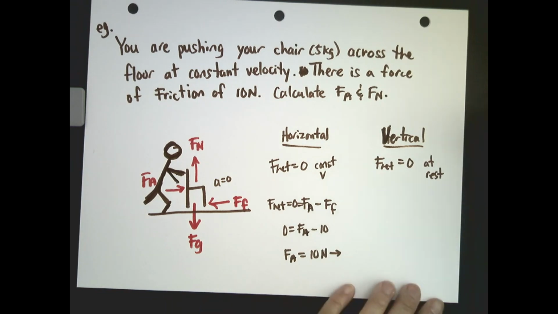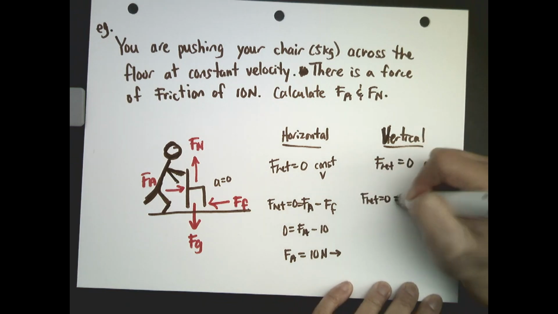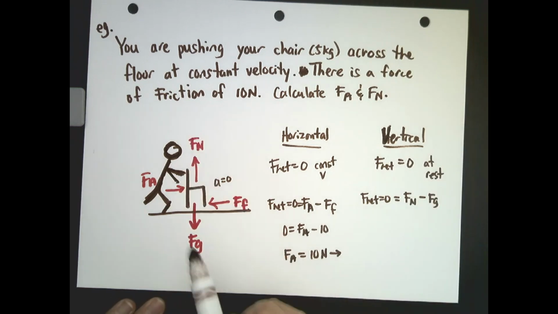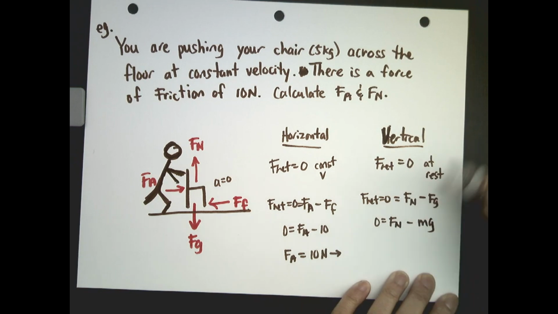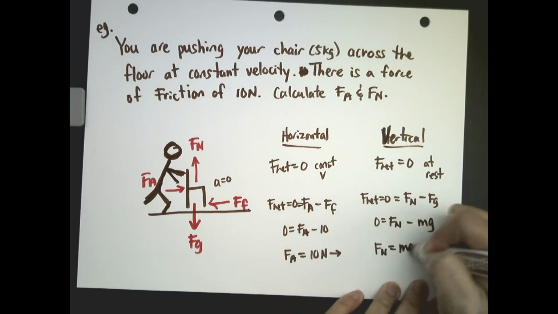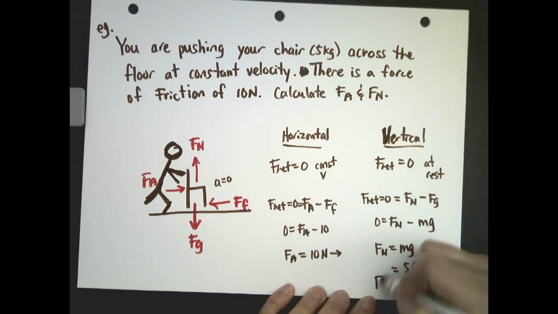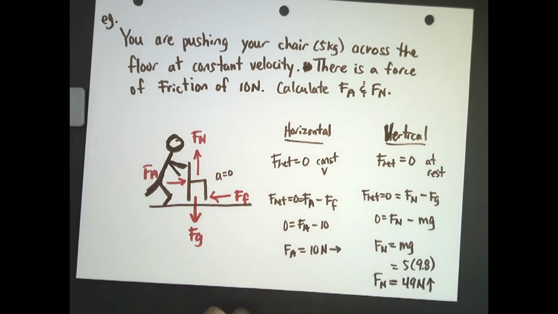For vertical, what we have is something very similar. F net is equal to 0, and that is equal to Fn minus Fg. Remember, Fn is up, Fg is down. That's why this is negative. Let's plug it in. Fn minus mg, because we're just going to calculate what the force of gravity is for that chair. You can write it like this if you like, and then we have the mass times 9.8. So Fn in this case is equal to 49 newtons, and it's heading up.